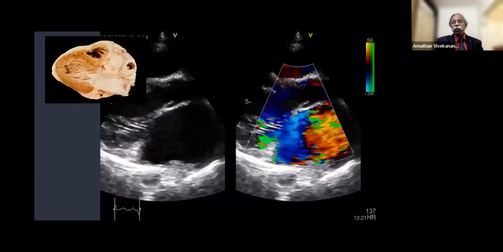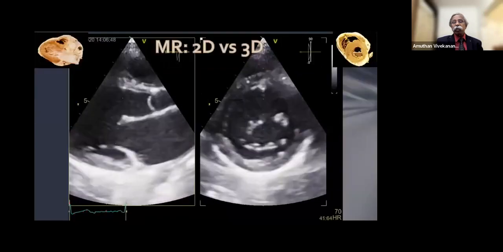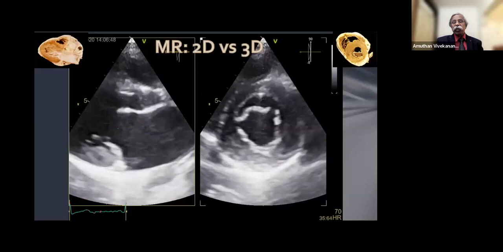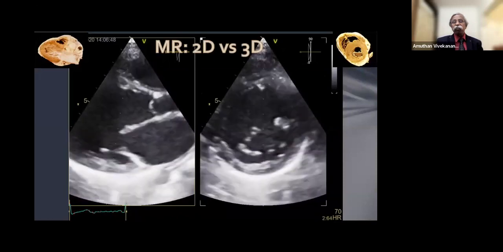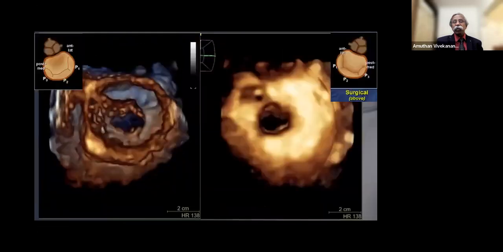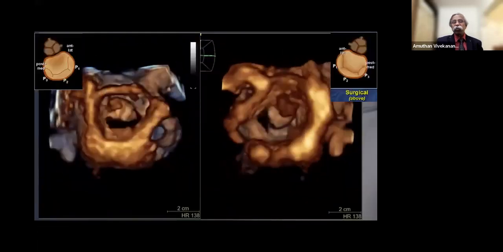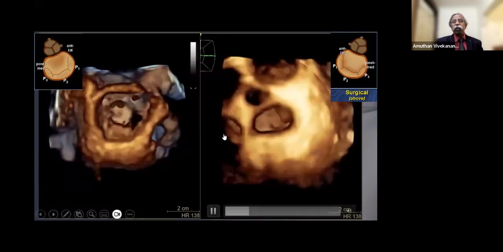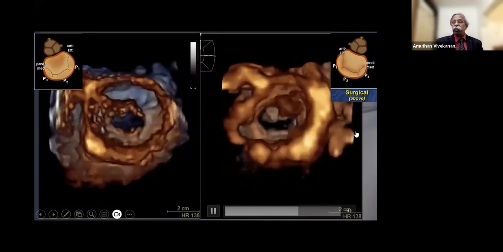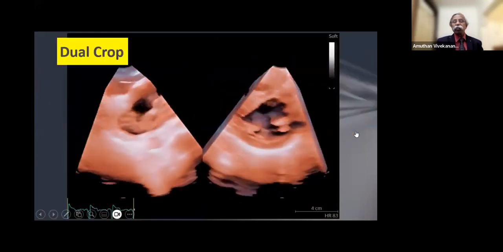This is a patient with mitral regurgitation. You can see that. 3D has the simultaneous advantage. You can have the orthogonally opposite view simultaneously. See that this is a dual crop. Simultaneous view, this is a view from the LV. This is a view from the LA, the mitral valve. It is called a dual crop.